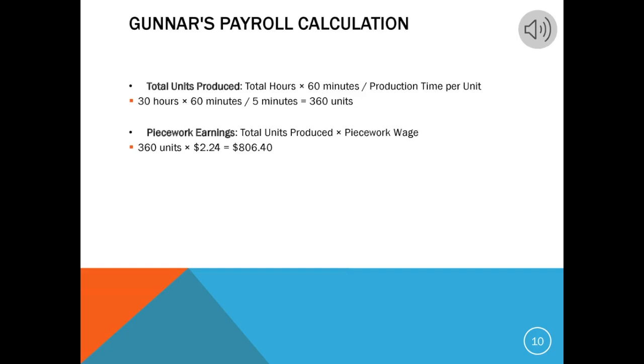As for Gunnar's payroll calculation, we're going to be looking at total units produced, total hours times 60 minutes, divided by production time per unit, which is 30 hours times 60 minutes, divided by 5 minutes, which equals 360 units. Piecework earnings, total units produced times piecework wage, 360 units times $2.24 equals $806.40.